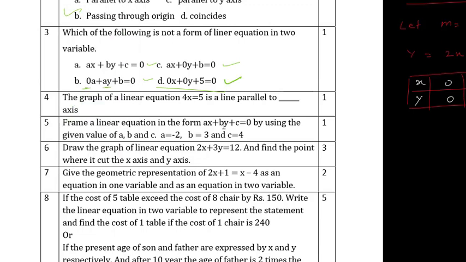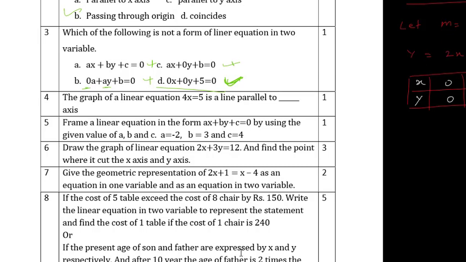So D option you will mark as correct, because here you have to find which of the following is not a form of linear equation. So rest, they are not the solution, only 0x plus 0y is your required solution. Fourth question: the graph of linear equation 4x equal to 5 is a line parallel to.